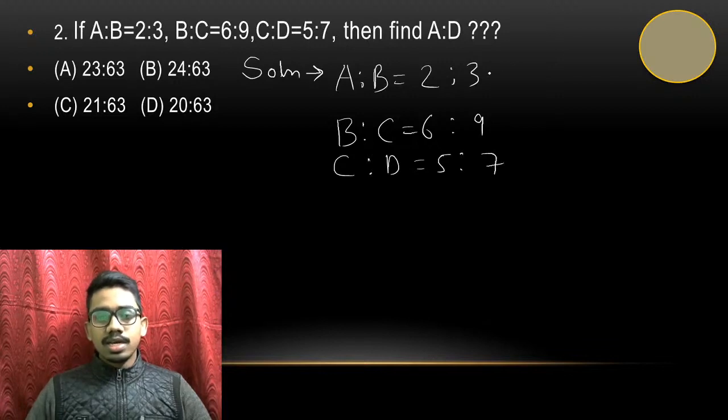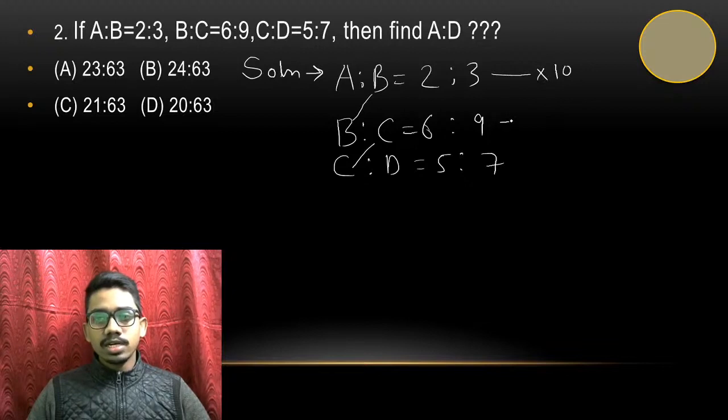See, A ratio B, what can I do with this, guys? I have to first see these values. B and B I have to adjust, and C and C I have to make the values the same. Alright. So what I can do here, let's see. 2 ratio 3. I can multiply it by 10. So 3 into 10, 30, and 6 into 5, 30.